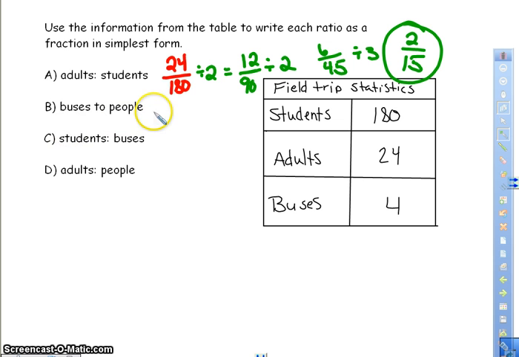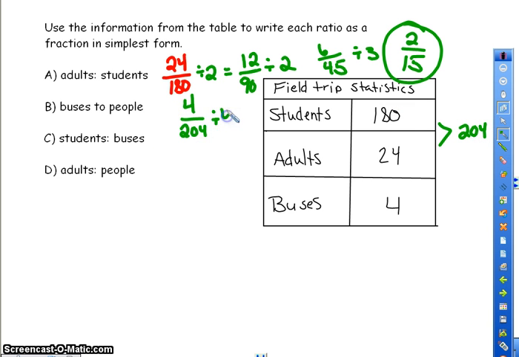Okay, buses to people. So there are 4 buses, and people would include students and adults. So we're going to add these together. So this is 204 people. So 4/204. I'm going to go ahead and divide this by 4, and you get 1/52.